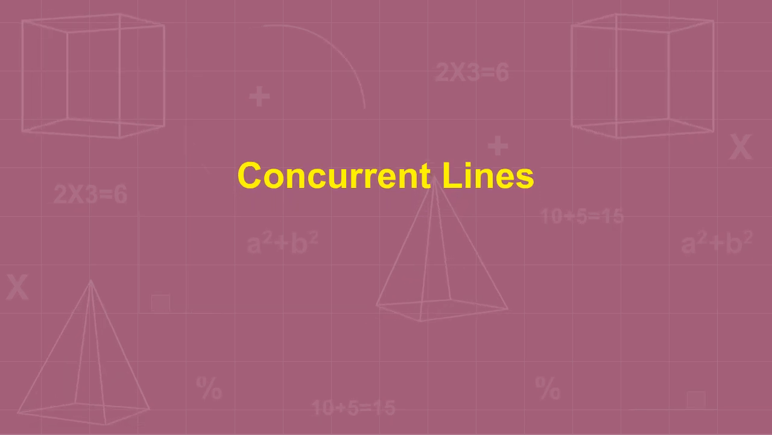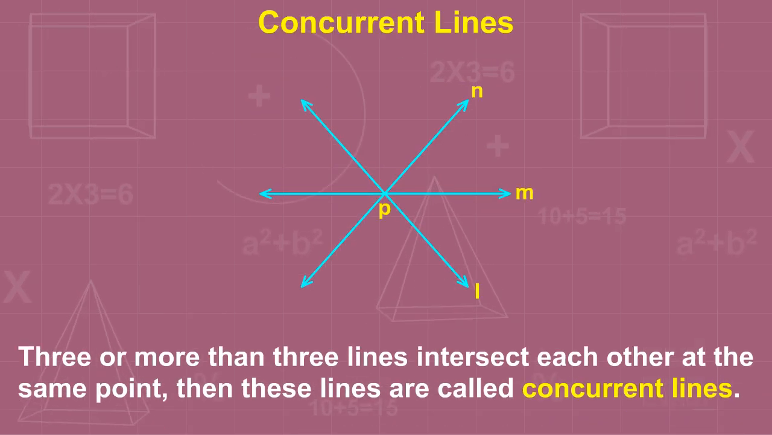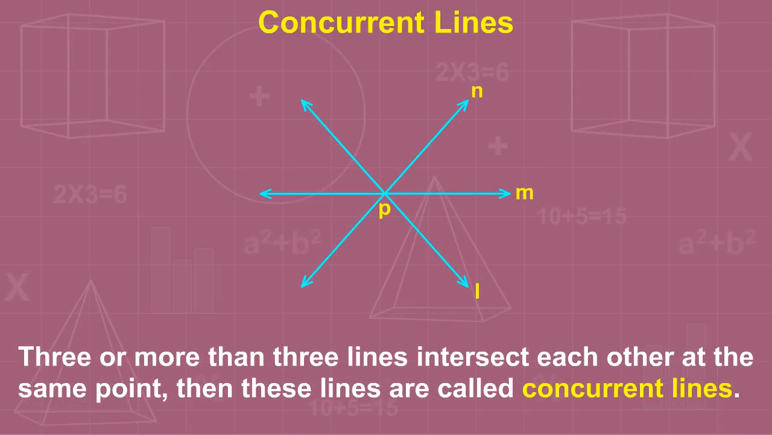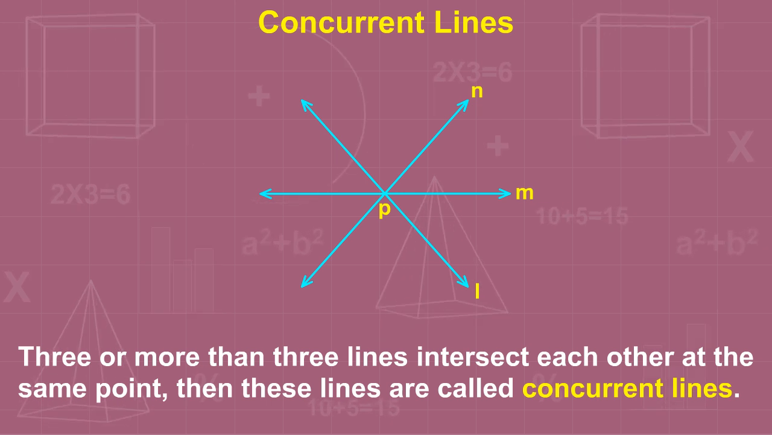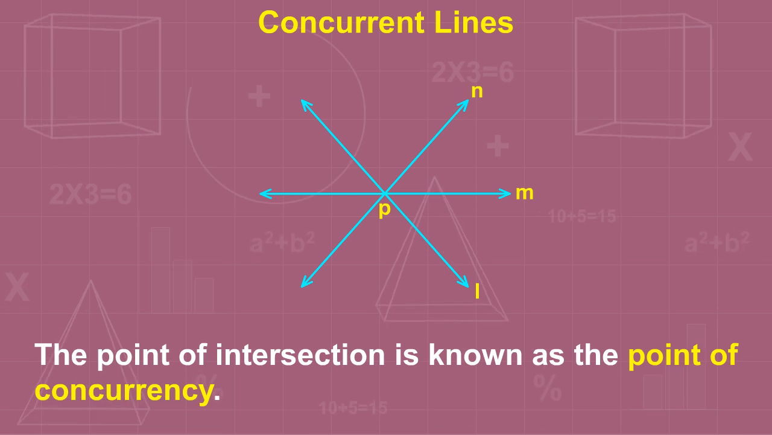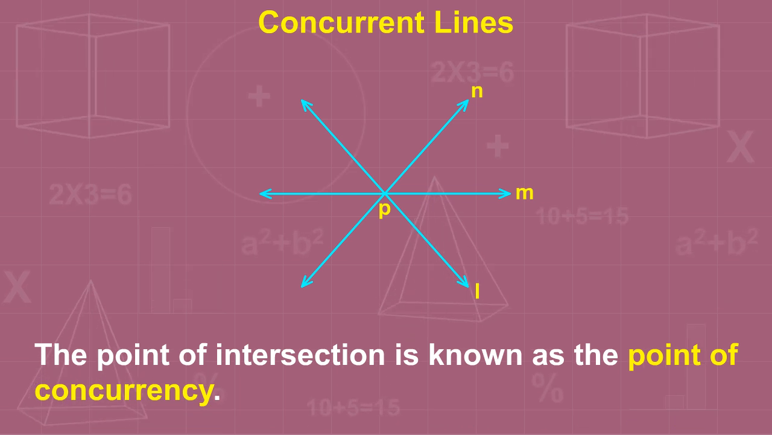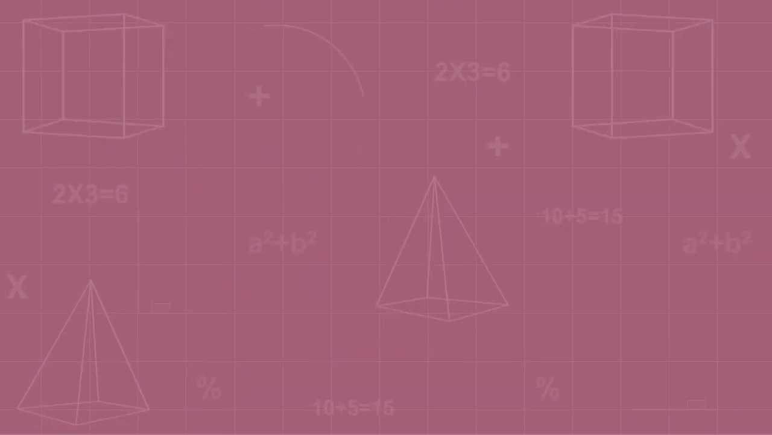Concurrent lines. If three or more lines intersect each other at the same point, then these lines are called concurrent lines. The point of intersection is known as the point of concurrency.